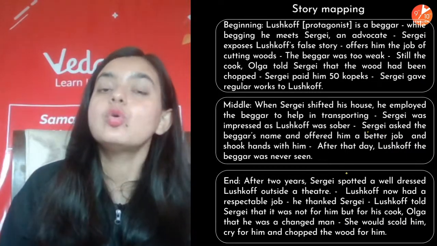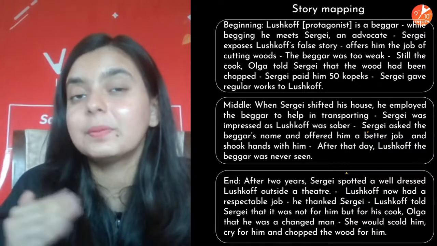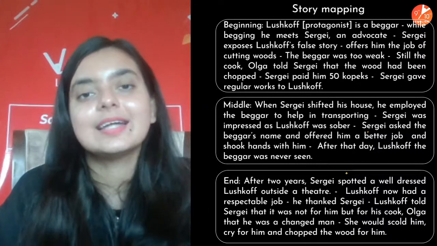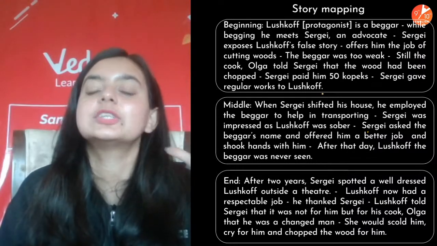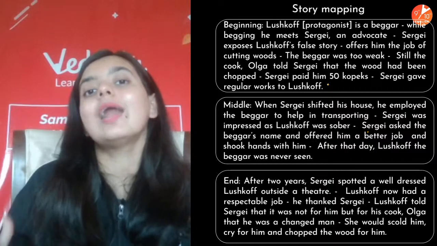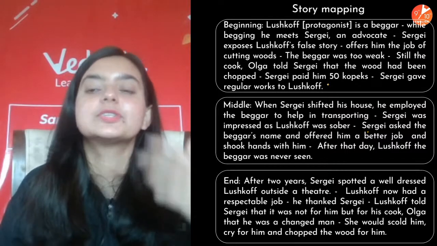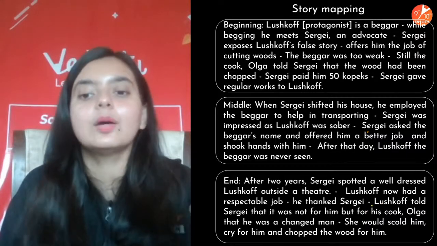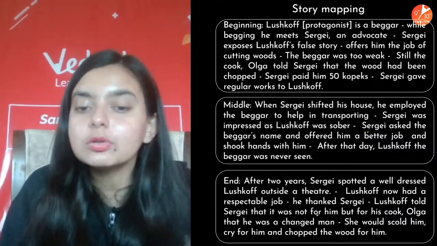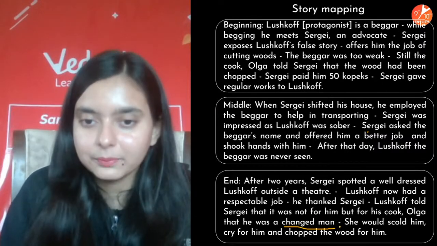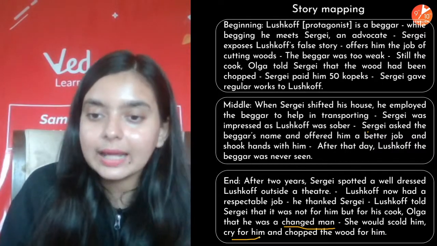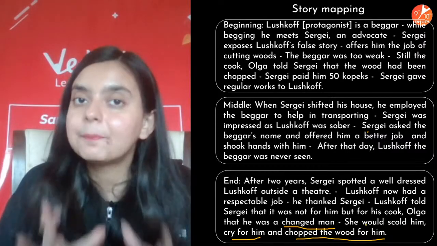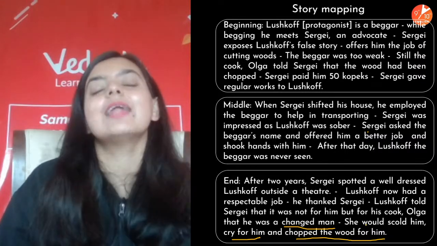Because Olga was the one who developed empathy towards Lushkov, who understood his situation, that begging was not just a choice, it was due to his circumstances, and alcohol had made him weak, and that is the reason why he was not able to work. So Olga was doing the work for Lushkov, and it was due to her that he got transformed. She would scold him, she would cry for him, and also she would chop the wood for him. So this attitude of help without anything in return was shown by Olga.